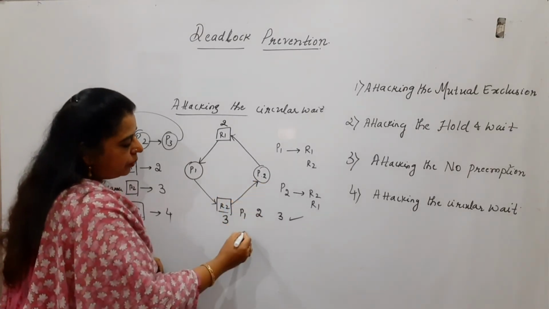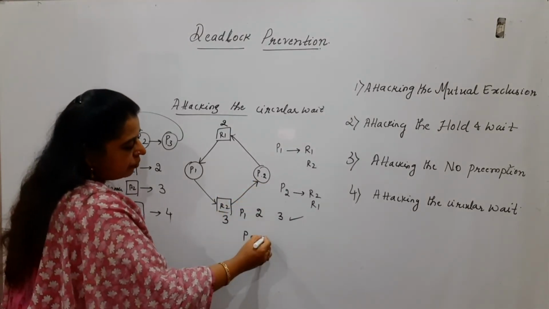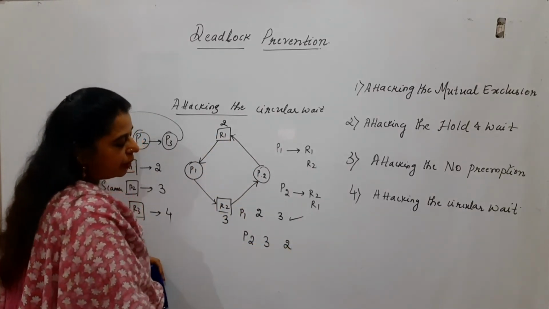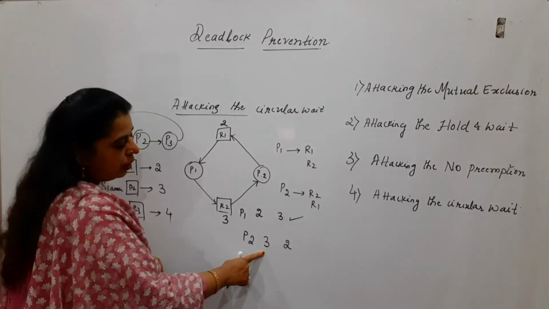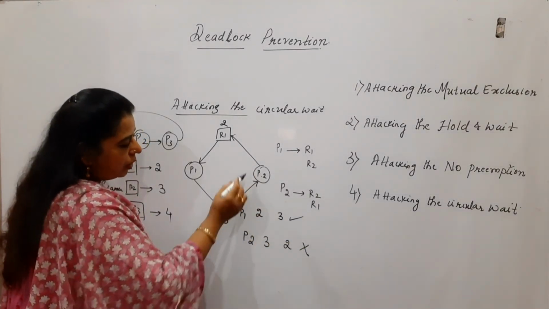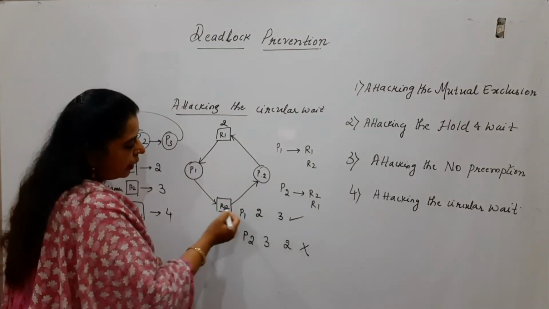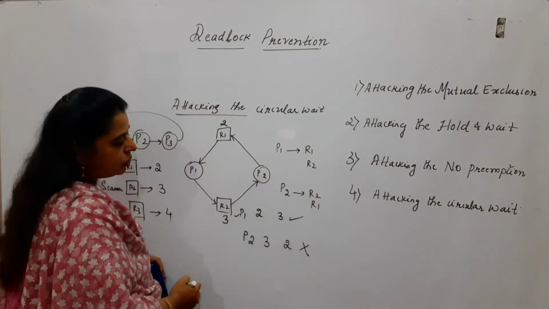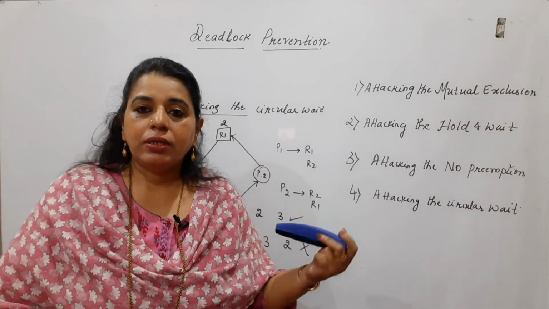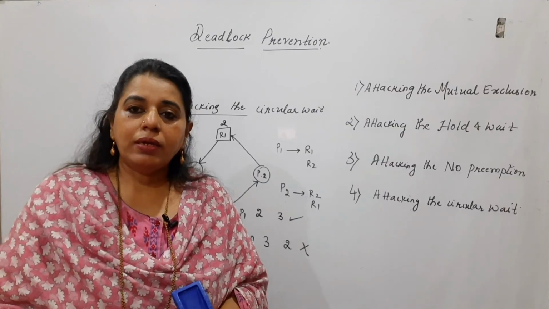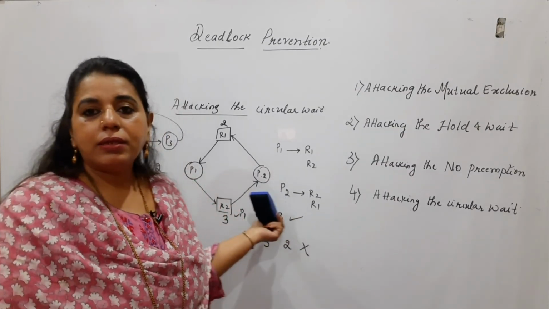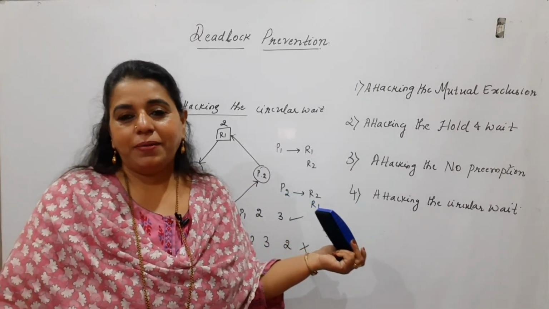P2 is already assigned 3, but now it is making a request for a resource which has the number 2, which is lesser than the previous. So this is not a valid request. In that case, the system will not allocate it to P2; rather it will allocate R2 to P1, so that P1 will complete the job and release the resources, and then the other processes can take over. So by assigning numbers to all the existing resources in the system, the circular wait condition can be violated.